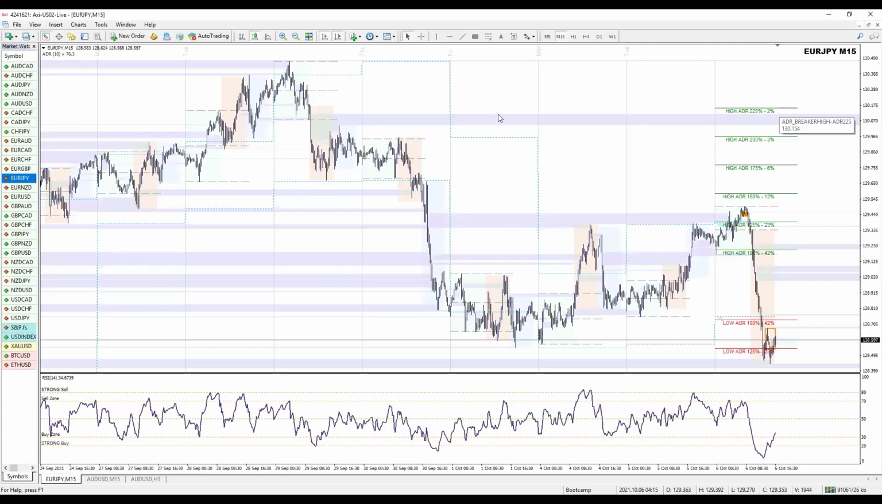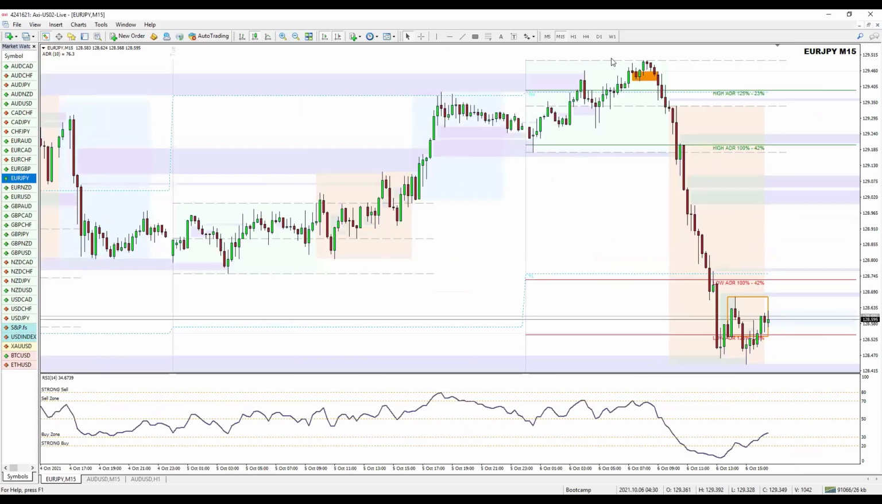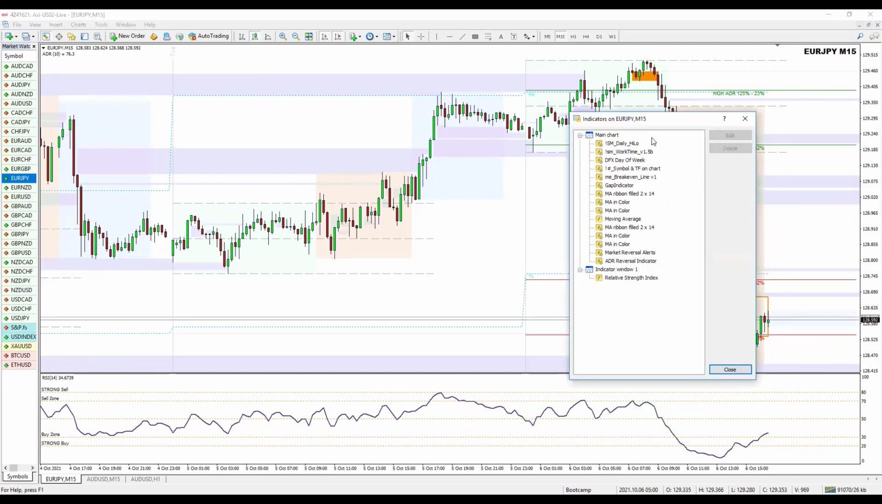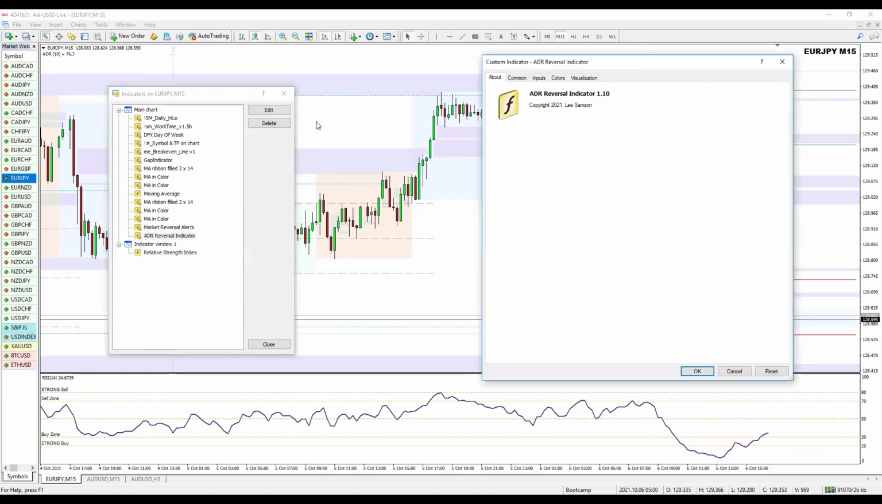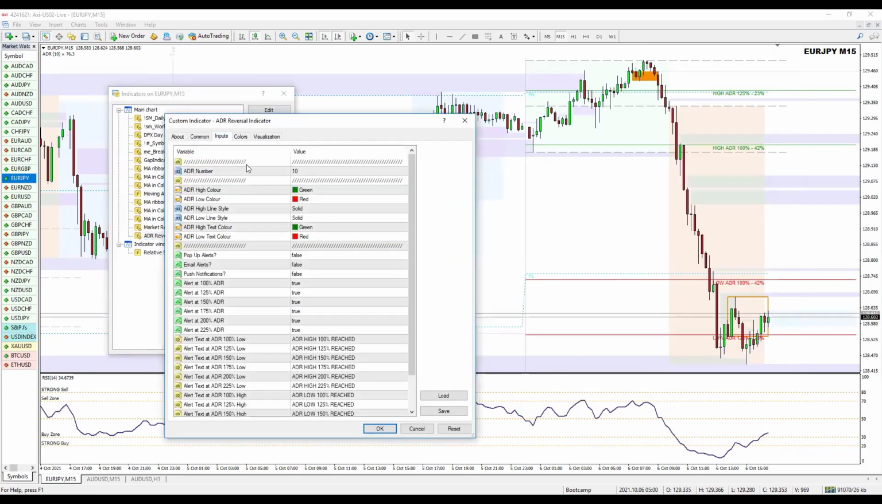So ADR here, prime example on the screen right now. Okay, Euro Yen. So this is the ADR indicator. Let's move this over here. And this again, you can get on MQL5. There are other indicators out there that do ADR measurement. There's some freebies out there, but I couldn't find one that did exactly what I wanted to do in the way that I wanted to do it, which is why I came up with my own indicator.